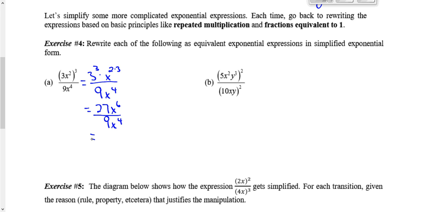Well, let's reduce 27 over 9. 3. Okay? So it'll be 3x to the 6 minus 4, right? So the answer is 3x squared, that simplifies to. Okay? Probably didn't even need to do any of that. Well, I'm doing a lot of it, like breaking out where I show you multiply, right? Eventually you'll be able to skip some of these tedious steps, right? Okay. So why don't you guys try part B here on your own?